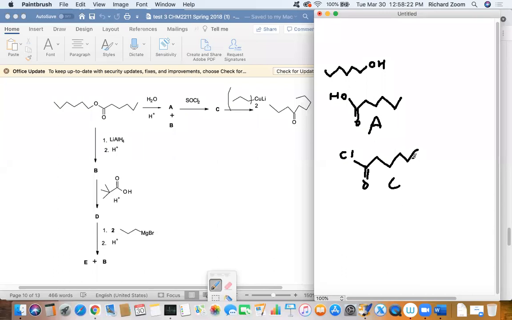Does anybody have any questions? So if that's A, then this is B, and we already have B down here. B is going to be the product of the lithium aluminum hydride reaction. So we've already got that. All right, then we can get D, which is from the addition of the carboxylic acid to the alcohol, which is going to be this. So that's going to be D. Does anybody have any questions so far?